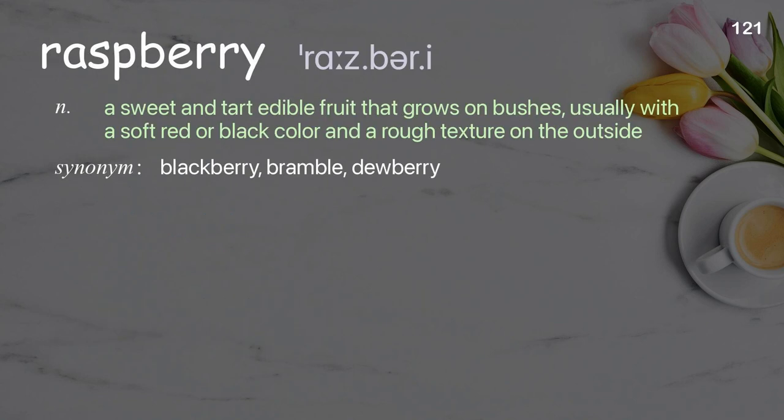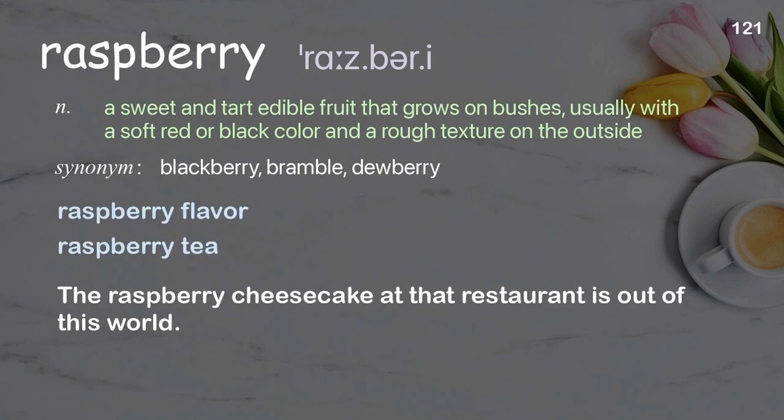Raspberry. A sweet and tart edible fruit that grows on bushes, usually with a soft red or black color and a rough texture on the outside. Examples. Raspberry flavor. Raspberry tea. The raspberry cheesecake at that restaurant is out of this world.